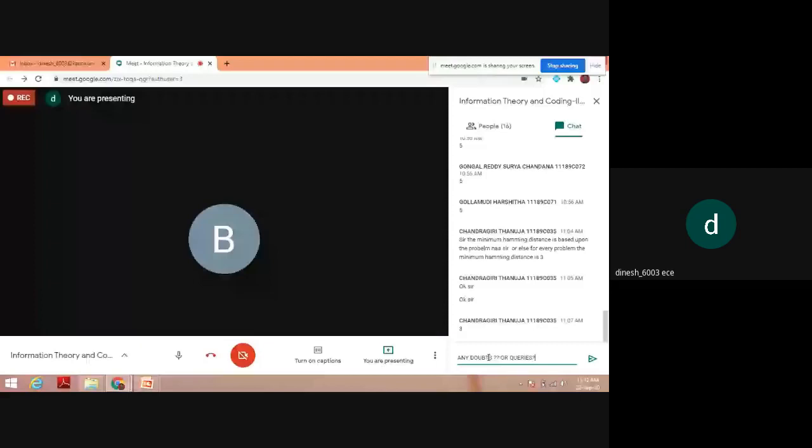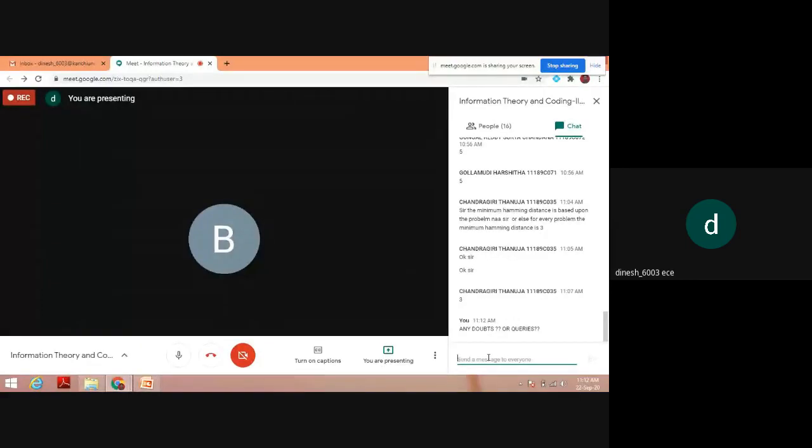Any doubts or queries? Because if the encoder part is over, next we need to decode the sequences. For decoding, we have a different procedure: how to decode each and every code vector, by using a simple technique. So if you have any doubts, you can ask till the slides.